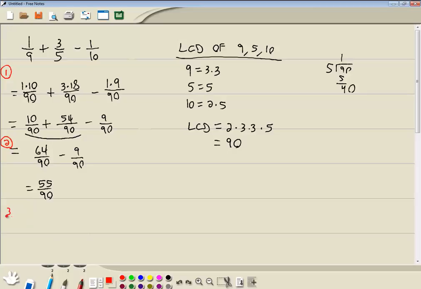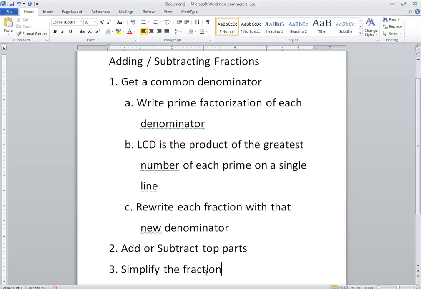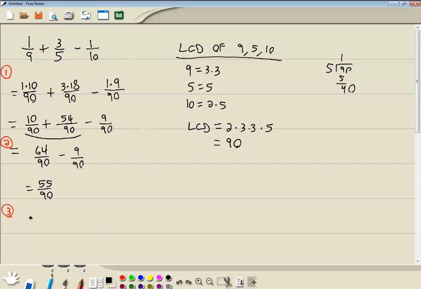But then we can't forget step 3, which says simplify the fraction at the end. And top and bottom here are both divisible by 5. 55 divided by 5 is 11. 90 divided by 5 is 18. So 11/18 would be our answer.